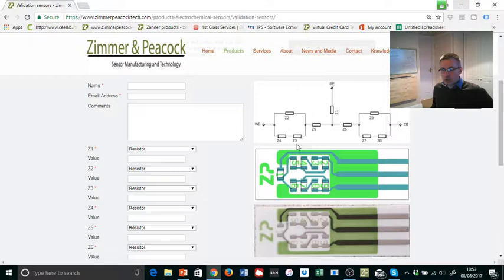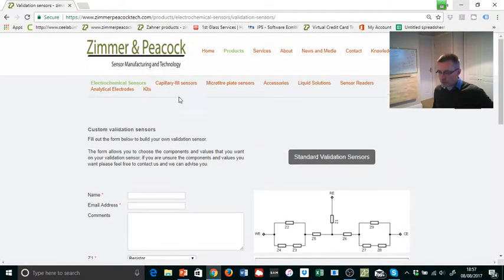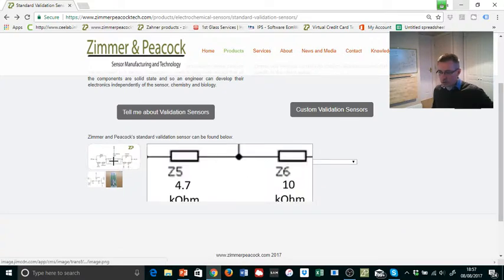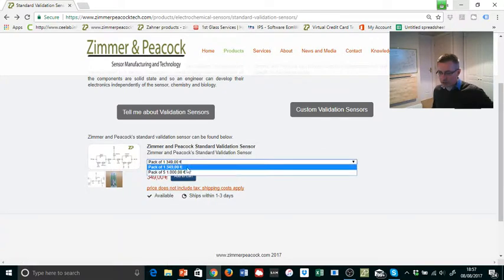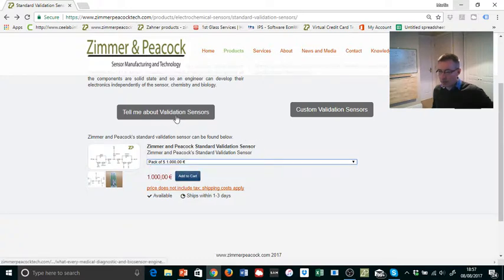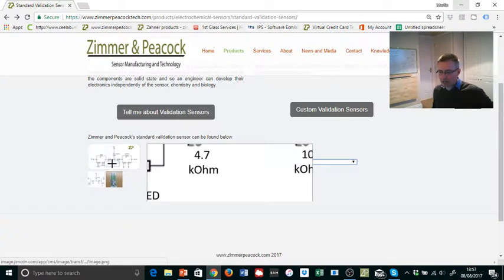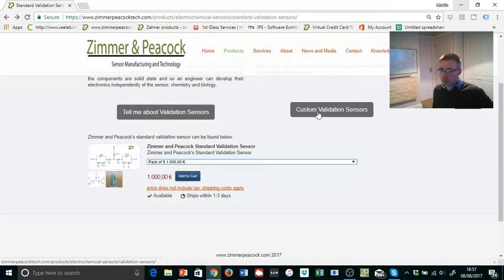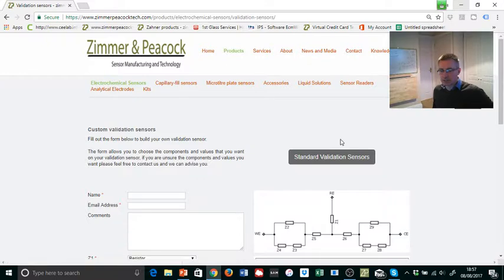So I am trying to answer the question, what is a validation sensor? And effectively for us, a validation sensor is a circuit, and it's trying to be equivalent to a biosensor. We do a standard one, and we sell them in packs of one to packs of five. But it's going to be rare that actually our validation circuit is good enough for your needs, at which point you're going to need a custom validation sensor.